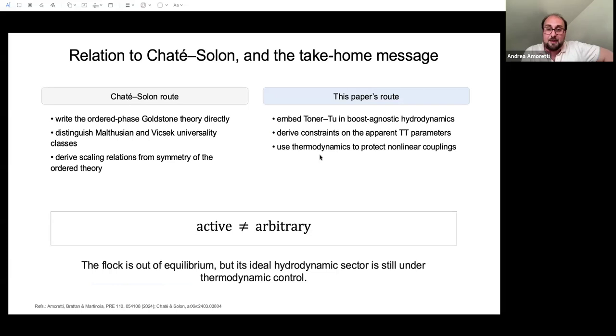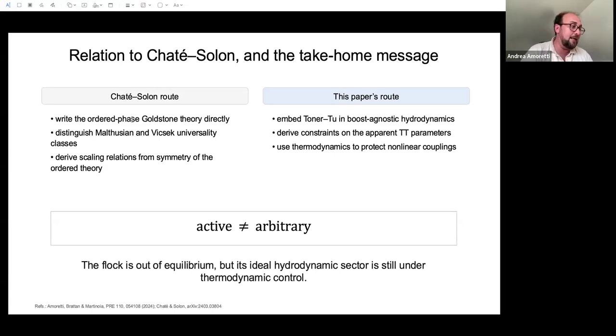Just let me comment briefly on what Châtain and Solon did, from a different perspective. They wrote the ordered phase Goldstone theory directly, so they assume to be in the ordered phase, and they derived the scaling just from the symmetry of a single equation for the Goldstone boson, imposing the scaling and some non-renormalizability condition. They arrived exactly at our result.